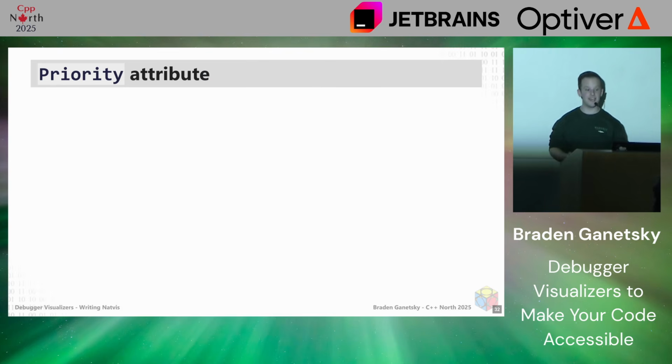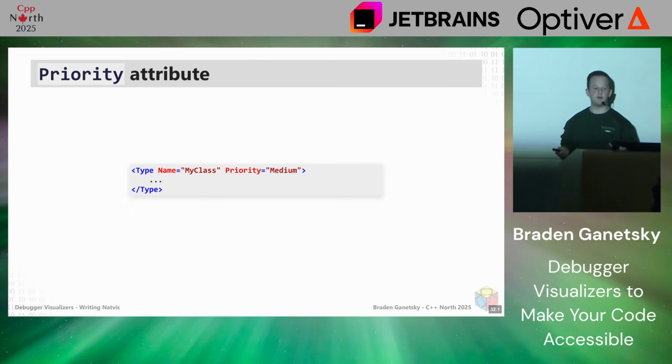We want to prioritize them. So there's a priority attribute. And you can specify priority medium, medium high. There's a few others, I think medium low, low and high, I think.